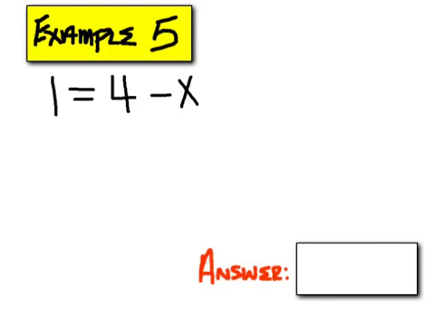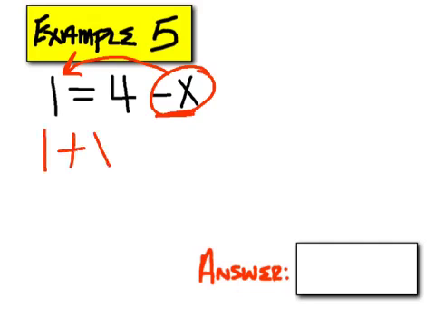Okay, example 5. Alright, we have 1 is equal to 4 minus x. This time our negative x is on the right side, which means we're going to have to move it to the left side to make it positive. So on the left side we're going to have 1 plus x is equal to 4.